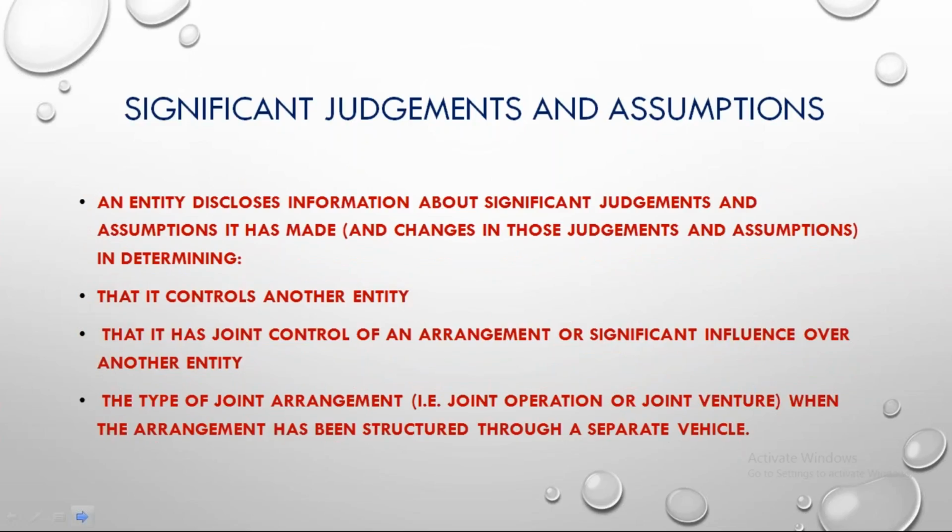So an entity discloses information about significant judgments and assumptions it has made, and changes in those judgments and assumptions, in determining that it controls another entity. So the people who are preparing financial statements must use certain assumptions. Sometimes you might have 51% ownership, but you can't control. You don't have the power to decide on the dividend. But you are the owner of 51%.